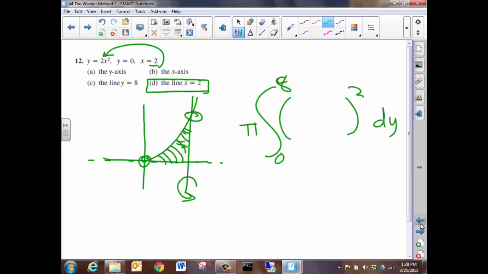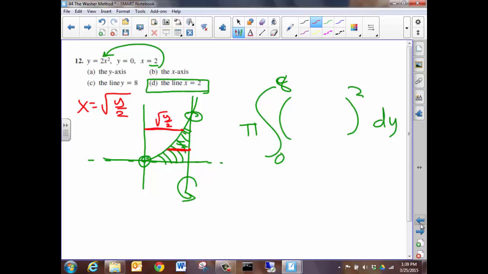The question is what's in there. How do we figure out what's in there? What's the radius? The radius is from the axis to the curve, that piece right there. How long is that piece right there is the question. Now, it's not the function. The function, if we solve this out, we get the square root of y over 2, I think, for x. Where is that distance on this picture? That distance is the square root of y over 2.